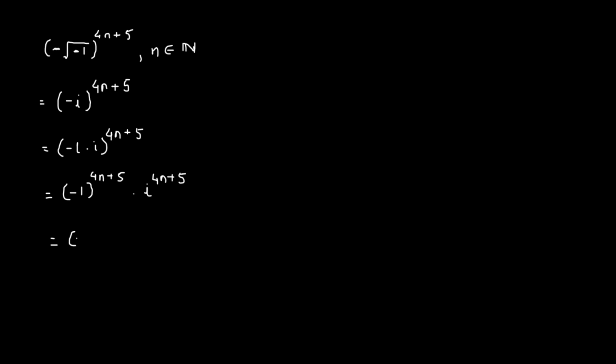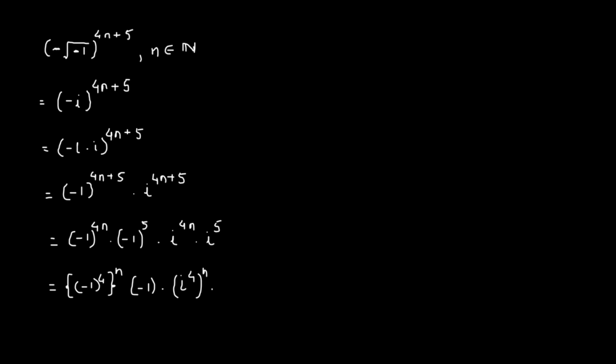which will be equal to negative 1 raised to the power 4n times negative 1 raised to the power of 5 times i raised to the power of 4n times i raised to the power of 5. Then we have (negative 1 raised to the power of 4) whole raised to the power of n. Negative 1 raised to the power of 5 is simply going to be negative 1, and we have (i raised to the power of 4) raised to the power of n, and i raised to the power of 5 will be simply i raised to the power of 4 times i.